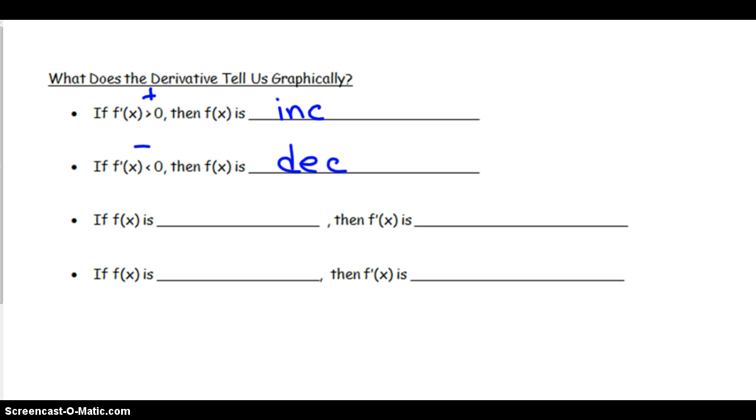Then the other cool thing we can figure out is if the original graph was concave up, we know that the derivative is increasing. And if the original is concave down, we know that f prime is decreasing.